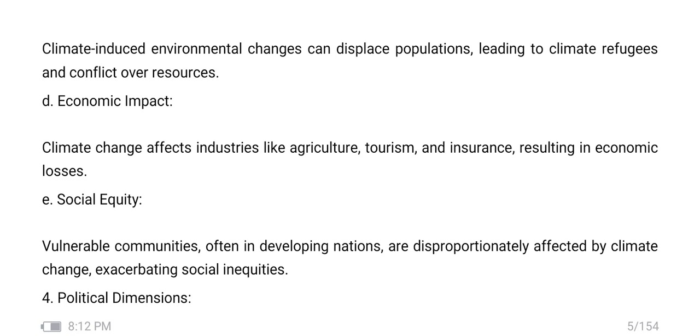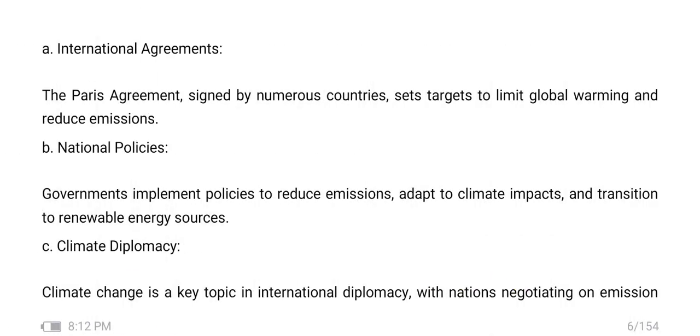Economic impact. Climate change affects industries like agriculture, tourism, and insurance, resulting in economic losses. Then social equity. Vulnerable communities, often in developing nations, are disproportionately affected by climate change, exacerbating social inequalities. Then political dimensions, international agreements.